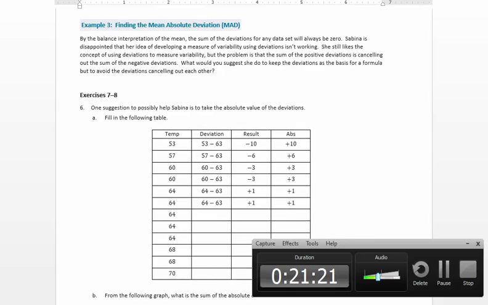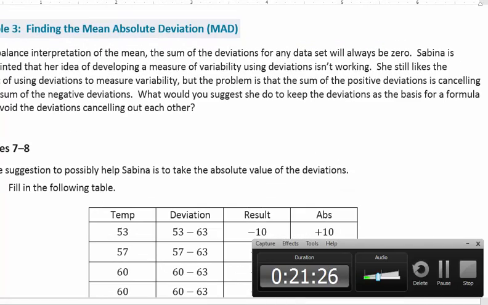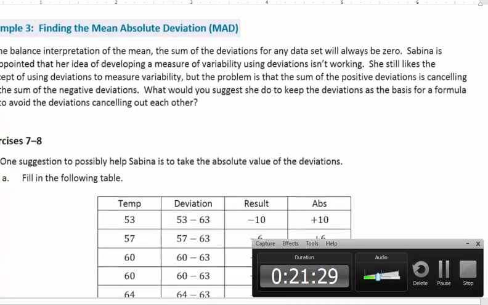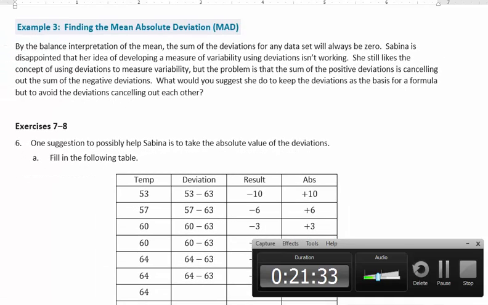By balancing the interpretation of the mean, the sum of the deviations for any data set will always be 0. Sabina is disappointed that her idea of developing a measure of variability using deviations isn't working. She still likes the concept of using deviations to measure variability, but the problem is that the sum of the positive deviations is canceling out the sum of the negative deviations. What this means is that when I'm adding my deviations, they're equaling 0.